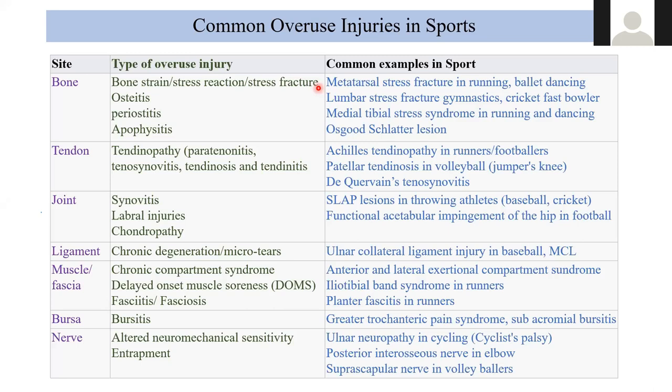When it comes to the tendon, tendinopathies, paratendinitis, tenosynovitis, tendinosis, and tendinitis are part of overuse injuries. Common examples are tendinopathy in runners and footballers, patellar tendinopathy in volleyball players, which we call jumper's knee, De Quervain's and tenosynovitis in racket sports. So these are the common examples of overuse tendon injuries. And when it comes to the joint, synovitis, labral injuries and chondropathies are overuse injuries.